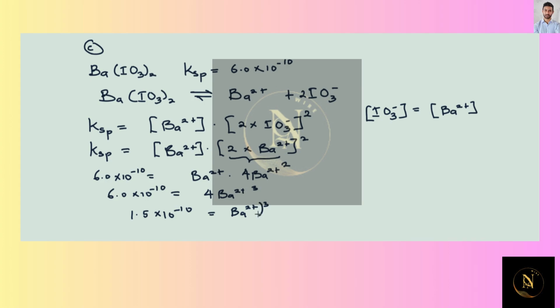Let me just put this in brackets. Then we need to find the cube root of 1.5 times 10 to the power minus 10. So to determine the concentration of Ba2 plus, it will be the cube root of 1.5 times 10 to the power minus 10. And that will be 5.313 times 10 raised to the power minus 4 mole per liter. So this is the answer.